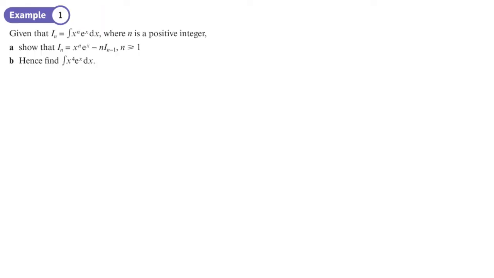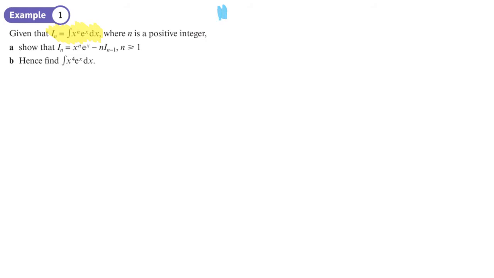Okay, so we've been given that I sub n equals this, where n is a positive integer, and we've got a reduction formula to derive in part A, and in part B we're going to use that reduction formula to calculate this. Now without the reduction formula we would have to use integration by parts 4 times.